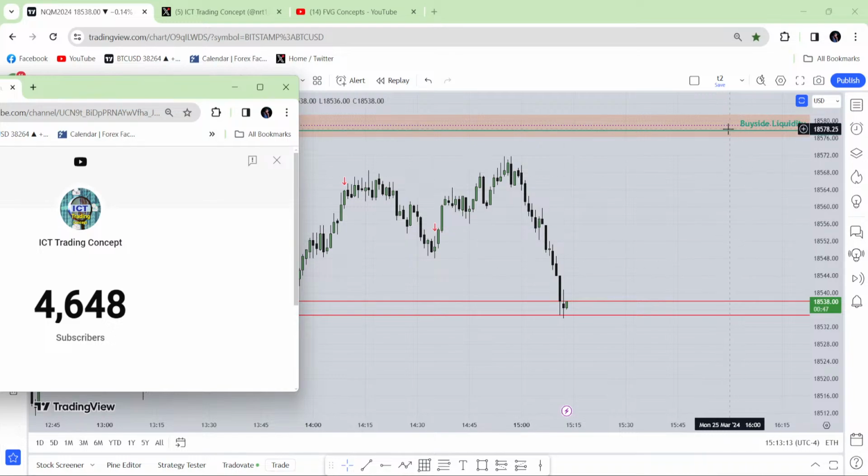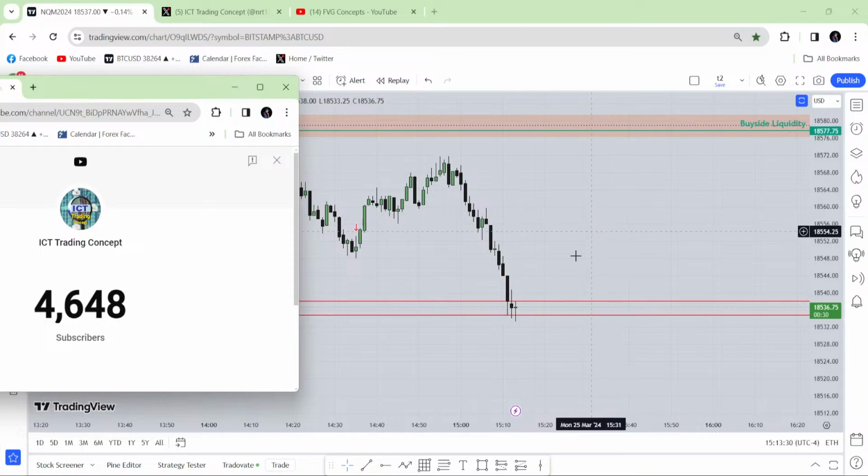I'm just waiting for another boom until that buy side liquidity, and another boom until that 650 level. So these two booms I'm waiting for. If the market keeps going lower, I'm not interested in taking sell. That's all. I believe that this 15-minute fair value gap will hold the price and send it back toward that buy side liquidity. That's all I want to say.